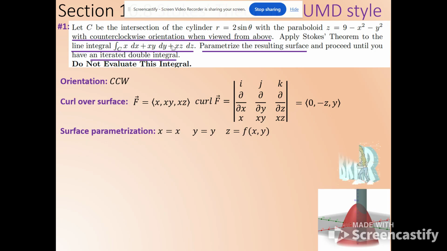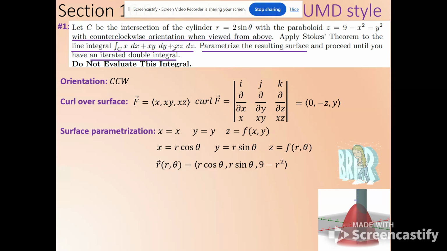But I do feel a little bit chilly because I notice that my surface has a cylinder and a paraboloid. So I'm thinking maybe I won't make x be x. Maybe I'll make x = r cosine theta, y = r sine theta, and z in terms of r and theta. So there's my position vector: r cosine theta, r sine theta, 9 minus r squared. That gets me to my surface, right? So that's the surface of the hat. We're not doing the brim, we're doing the surface. But the brim, remember, is still containing our surface.